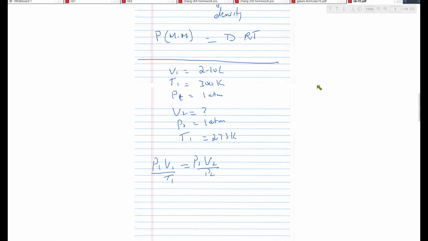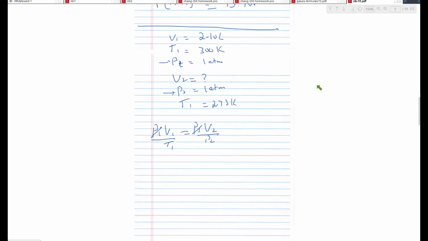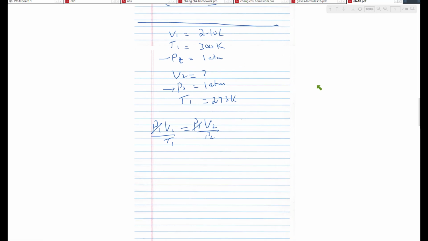What is same? P1 and P2 is same, right? So I can cancel this one. They are already same. So just V1 over T1. So what is now left? You have to calculate V2. V2 is equal to V1 P2 over T1. Very good. Now plug in the value.